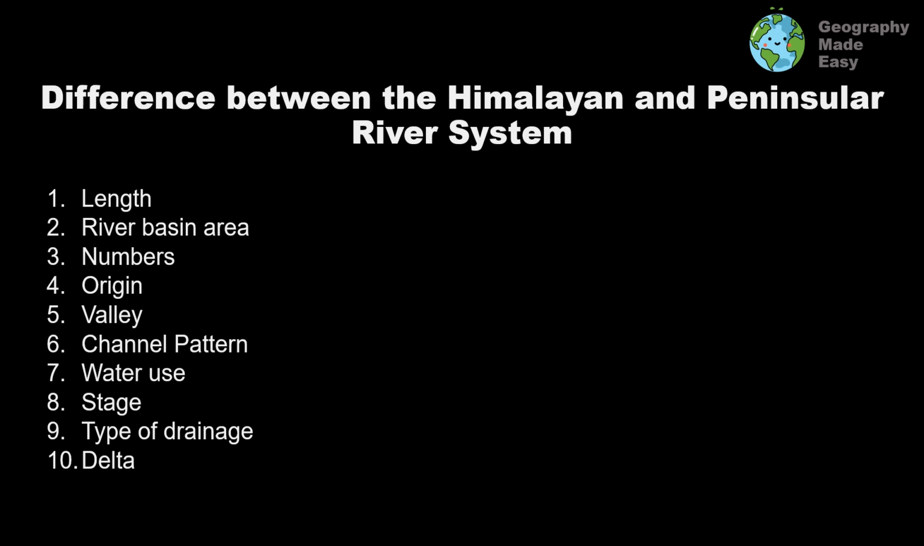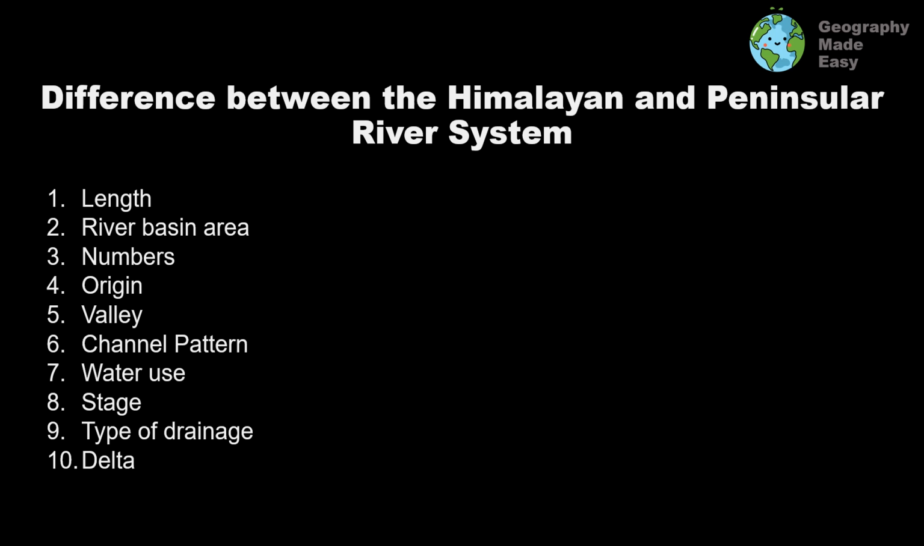Now, another important question which can be asked is the difference between the Himalayan and the peninsular river systems, because throughout the discussions we have been discussing the different types of drainage systems which exist in India. So we can divide and discuss them. This can come as a 5-mark question, so you at least need to remember 5 to 6 points when you are answering this particular question. So if we look at the first point, it is the length of the rivers. The longest rivers belong to the Himalayan river systems compared to the peninsular rivers.